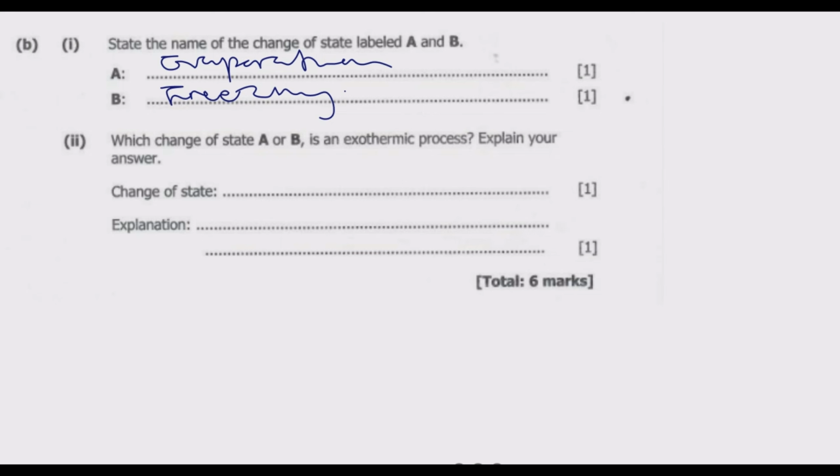So basically, for us to answer this question, we need to understand what an exothermic process is. So when we're talking about exothermic process, we're talking about basically a reaction that releases heat. So exothermic releases heat. It gives out heat energy. Then the other aspect is endothermic. So in endothermic reaction, basically the heat energy is absorbed. So there is a process of taking in heat energy.